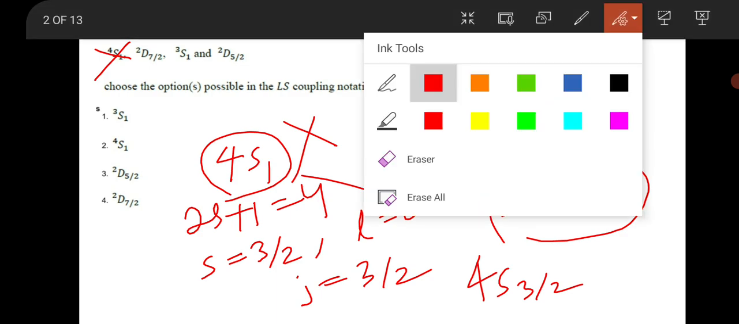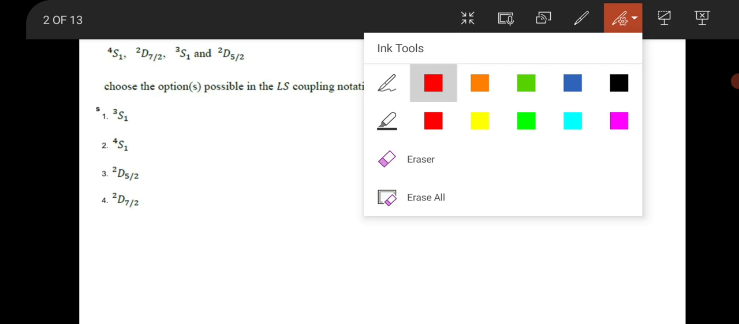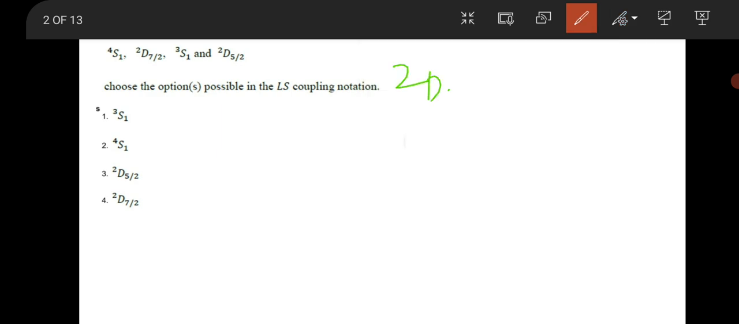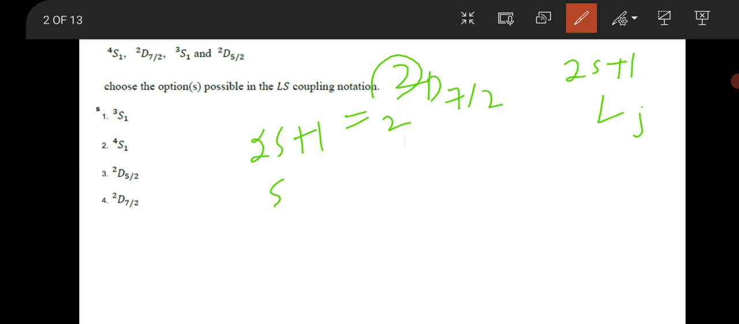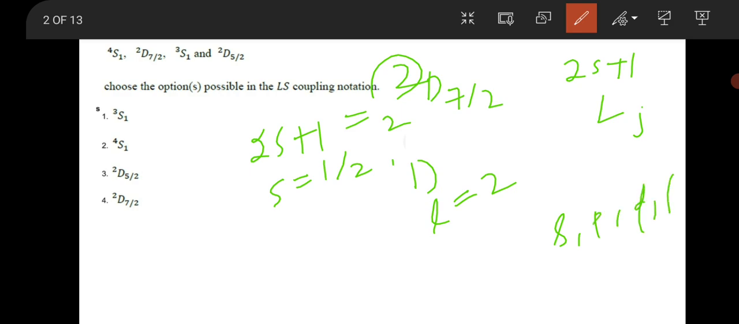Next, check the term symbol 2D 7/2. Similarly, comparing with the general term symbol 2S+1 L J, here 2S+1 is 2, then S is equal to 1/2. For the D state, L is the azimuthal quantum number, which is 2, because as you know in SPDF, for S the azimuthal quantum number L is 0, for P it's 1, for D it's 2, and for F it is 3. So for D, L is equal to 2.